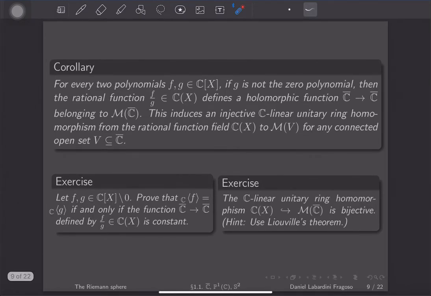And this formalizes the fact that whenever one has two polynomials, and one of them is not zero, one can put it in the denominator.